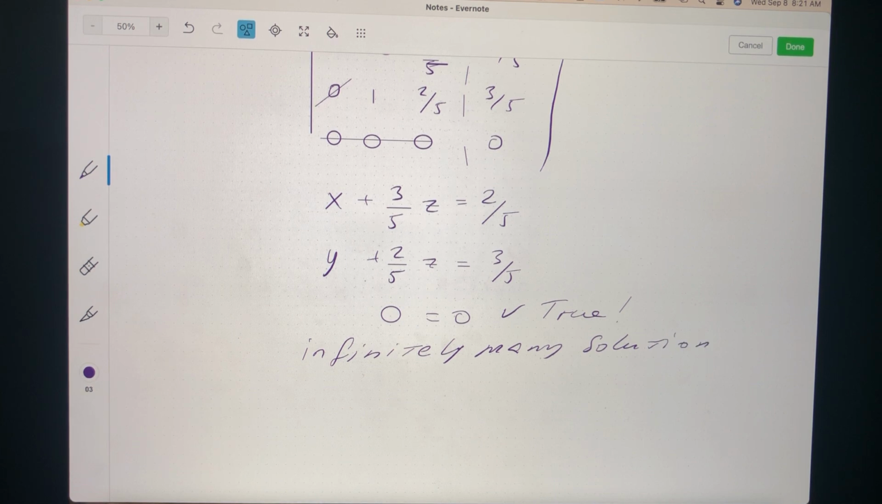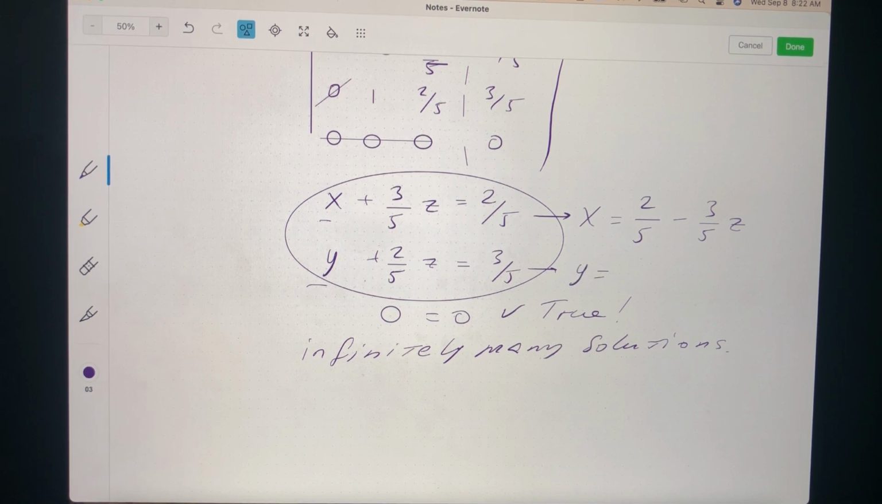When we have infinitely many solutions, we have to write the answer in general form using the letters. To do this, all we need to do is solve our information here for the x and for the y. Solving the first for the x, we get x is 2/5 minus 3/5 z. Solving second for the y, we get 3/5 minus 2/5 z. Now we write this information as a point and we are done.